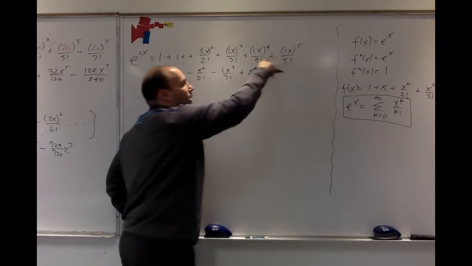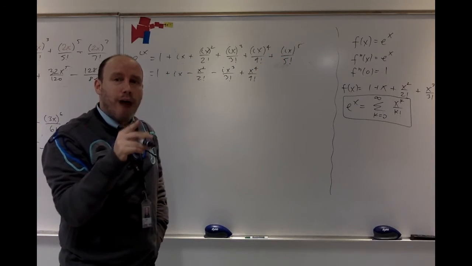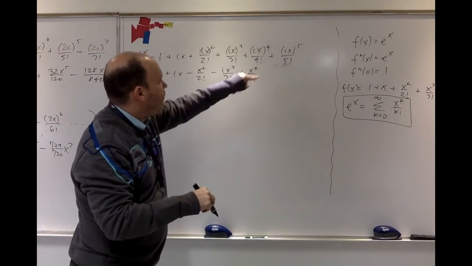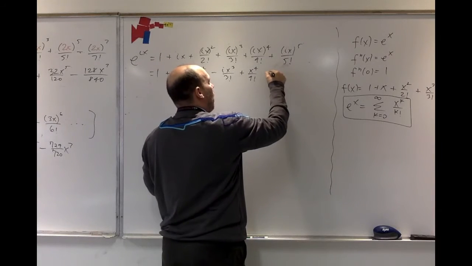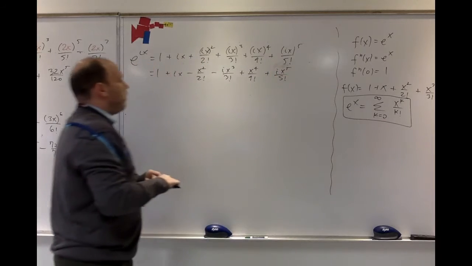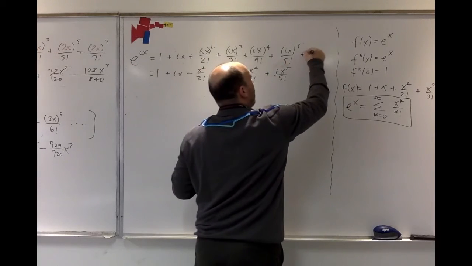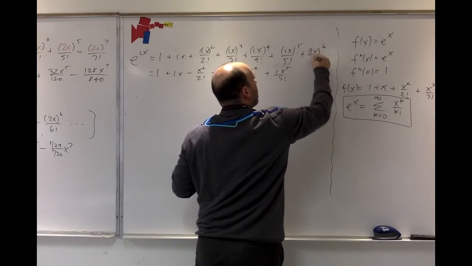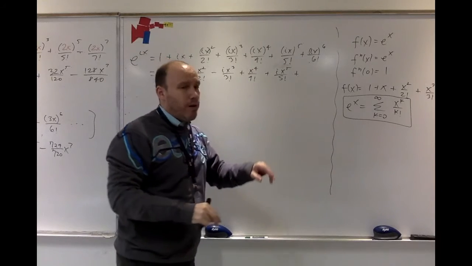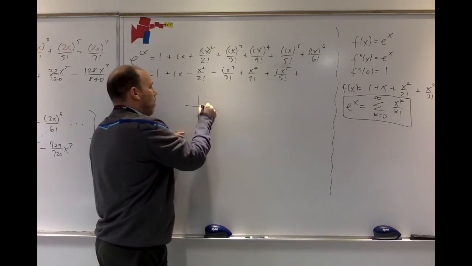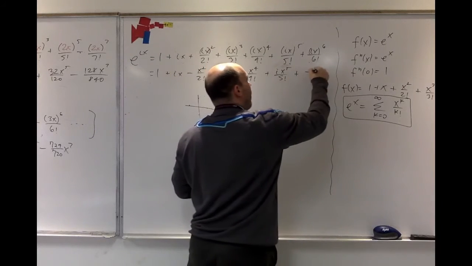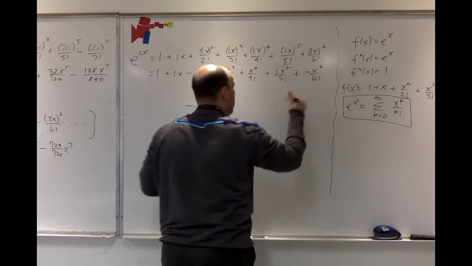What's going on over here? i to the 5th is i. i to the 5th is i, right? Let's see, 0, i squared, 3rd, 4th, 5th. So this is plus i x to the 5th over 5 factorial. Let's do one more term. And so i to the 6th power is negative 1, right? Because i to the 1st, i to the 2nd, i to the 3rd, i to the 4th, i to the 5th, i to the 6th, negative 1. So this is minus x to the 6th over 6 factorial.